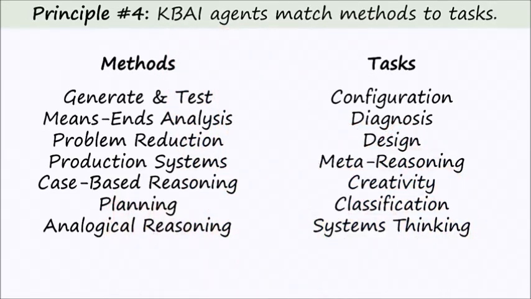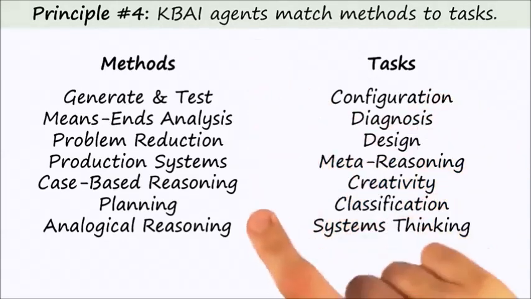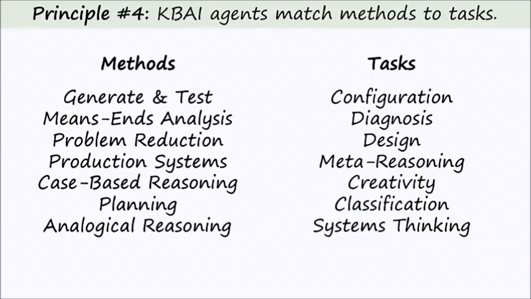In some cases, we do the matching. We decide that generate and test is the best way to address this diagnosis problem. In other cases, we might design AI agents with their own meta-reasoning, such that they themselves can decide which method is best for the task that they're facing right now. Note that this distinction between methods and tasks is not always necessarily absolute. Methods can spawn different subtasks.